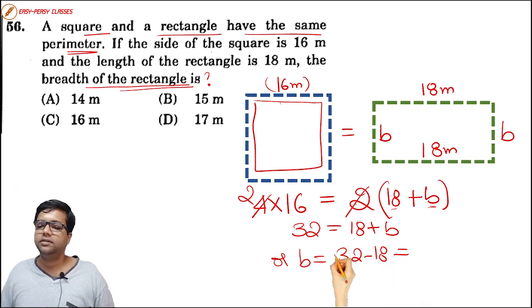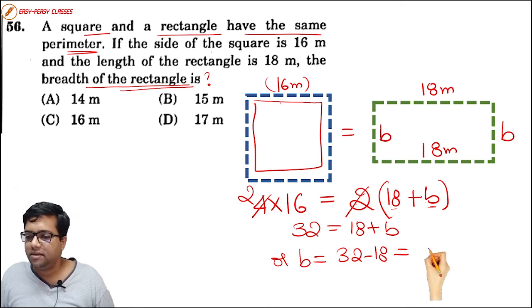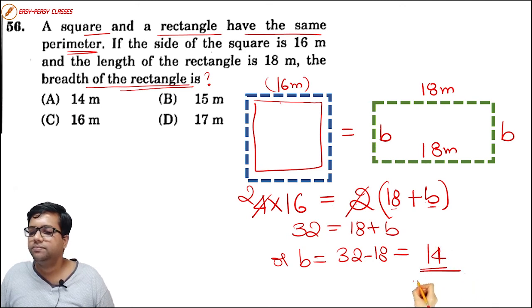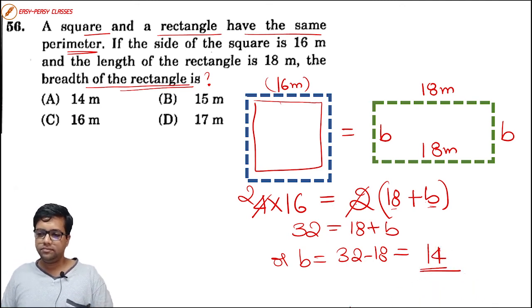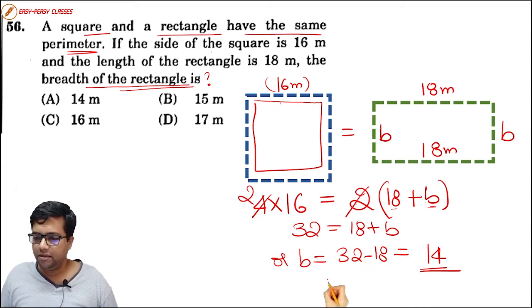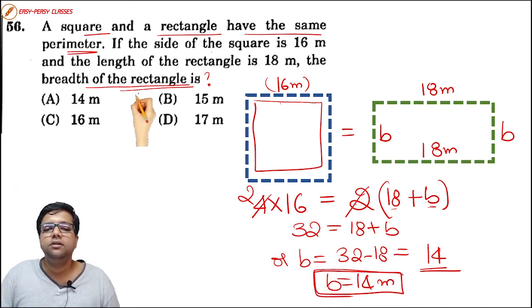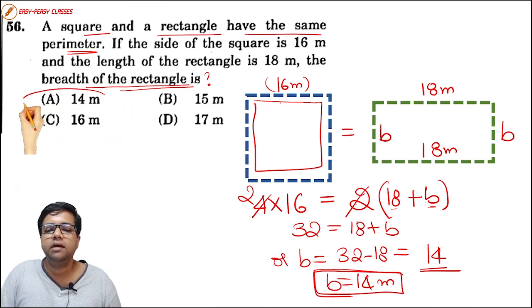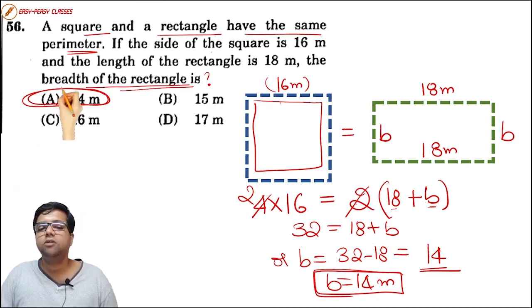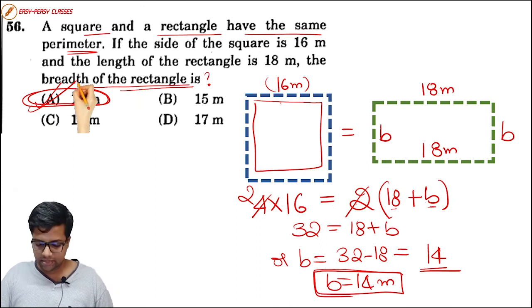gives us what? 32 minus 18 is 14. So breadth is 14 meters. Do we have any option? Oh, we have option number A as 14 meters. Option number A is the right answer.